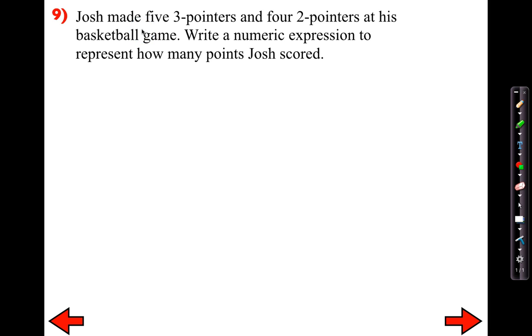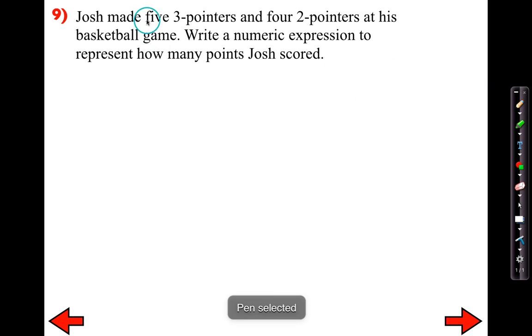Now for number 9, what I'd like you to do is go ahead and pause the video and try this one by yourself. It says here, Josh made 5 3-pointers and 4 2-pointers at his basketball game. Write a numeric expression to represent how many points Josh scored. So go ahead and pause the video and try this one by yourself.